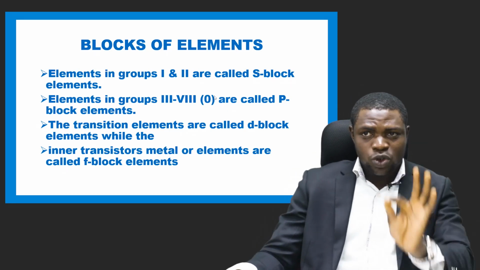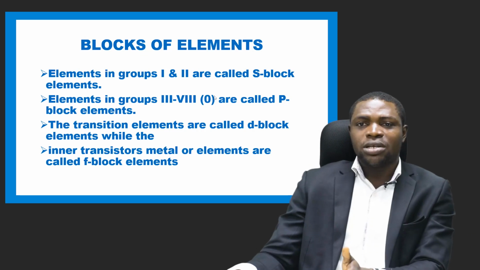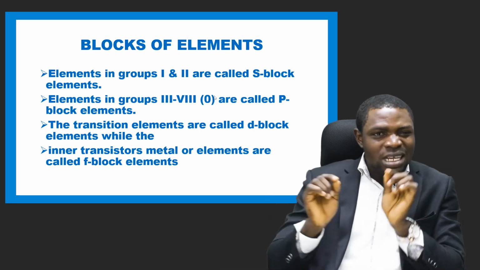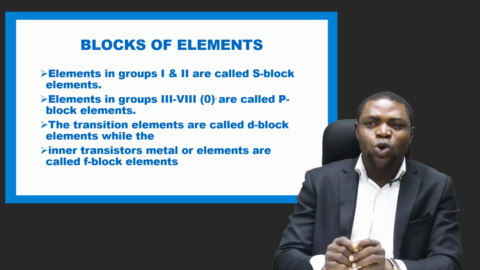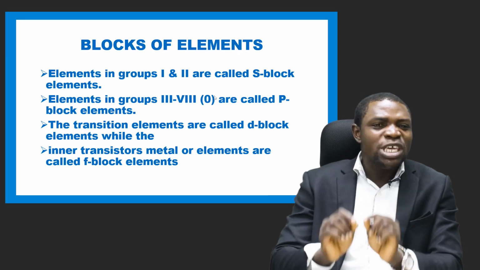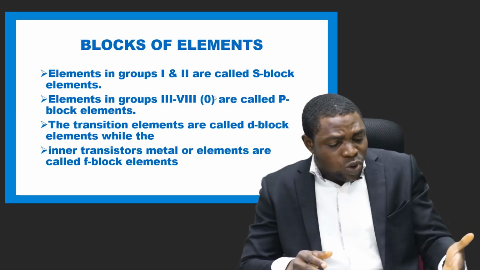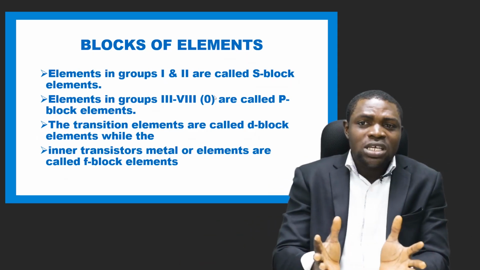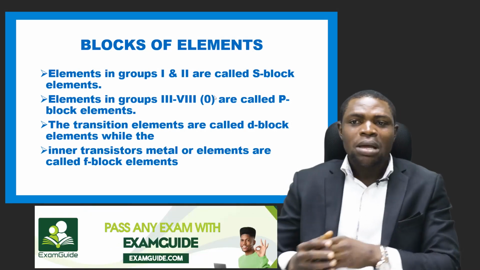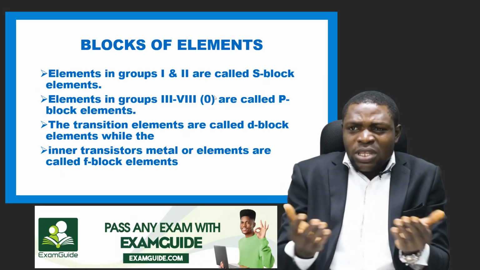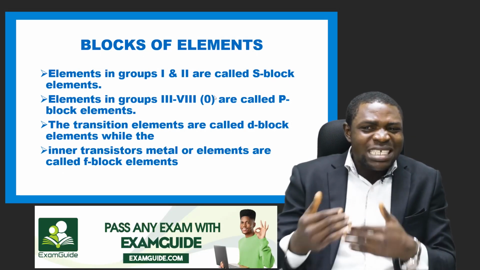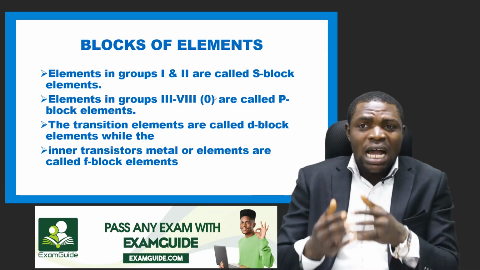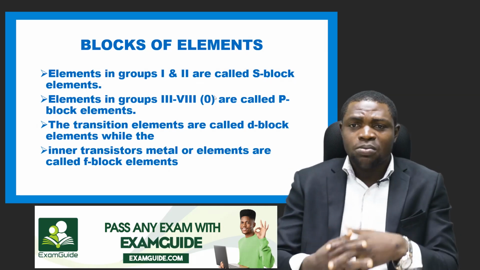Group 1 and 2 are called S block elements. Then elements in group 3 to group 8 are called P block elements. Between group 2 and group 3, there are elements that are arranged accordingly. We call them transition metals. Then you can see some textbooks on your exam call them D block elements. It's the same thing, and I have explained to you why we call them D block elements.